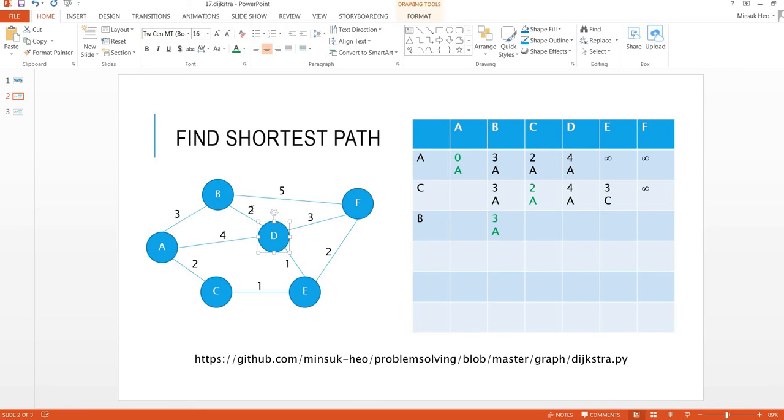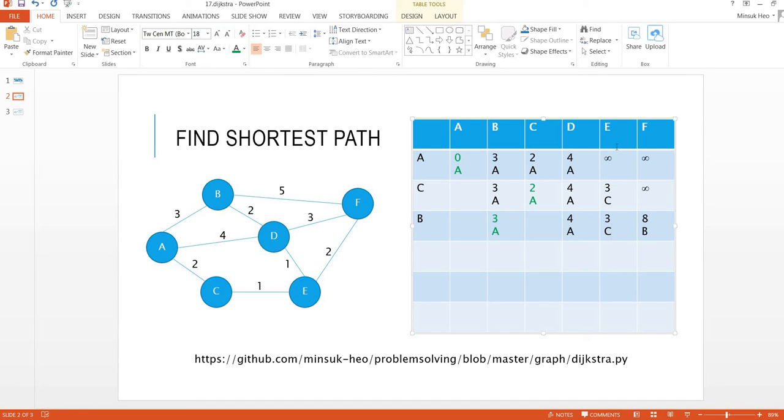So the D, we need 2 more. Okay, 3 plus 2 is 5 to D, but 5 is greater than 4, so we are going to keep this value since we want the shortest path. Okay, B to F, we have the cost of 5 here, so 3 plus 5 is 8, which is smaller than infinity, so 8 from B. That's it. Okay, so I'm going to keep these values, 3, 4, 8.